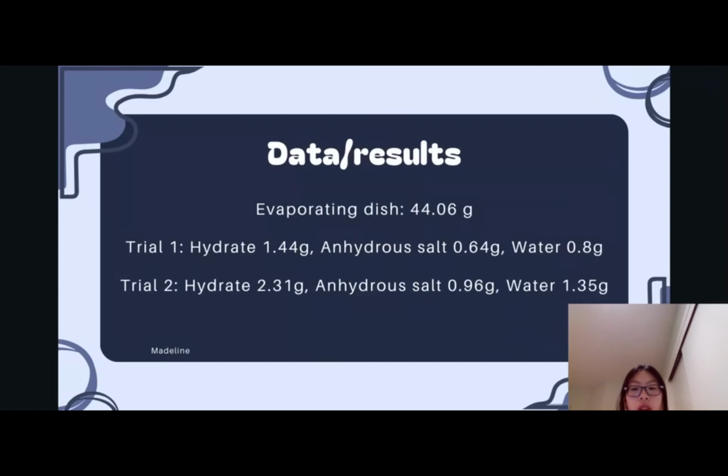In both our trials, we used an evaporating dish that weighed 44.06 grams. And then in our first trial, the hydrate was 1.44 grams and the anhydrous salt was 0.64 grams, so the water was 0.8 grams. And then for the second trial, the hydrate was 2.31 grams and the anhydrous salt was 0.96 grams, so the water was 1.35 grams.